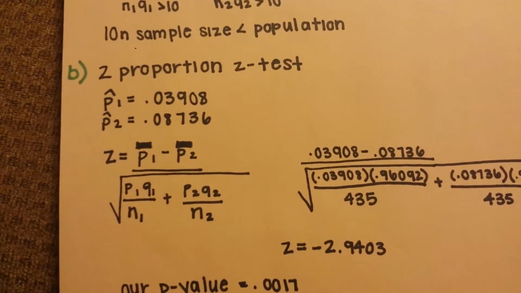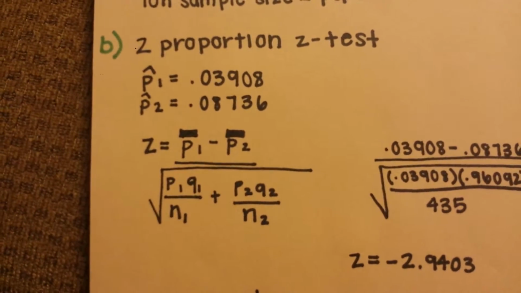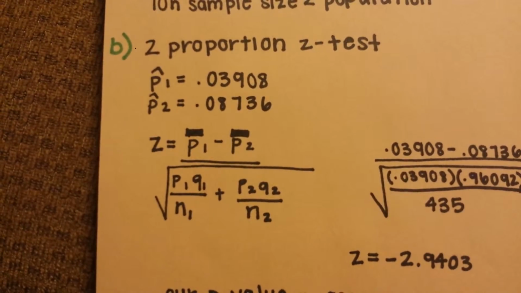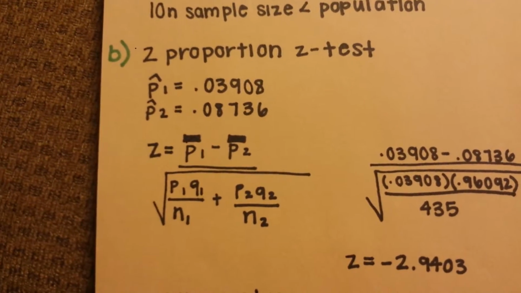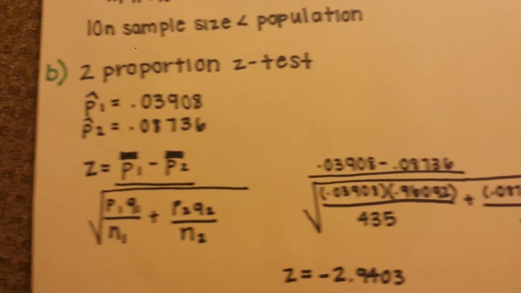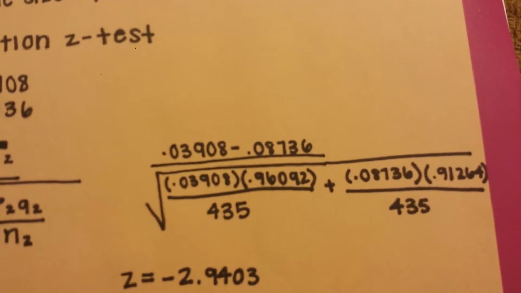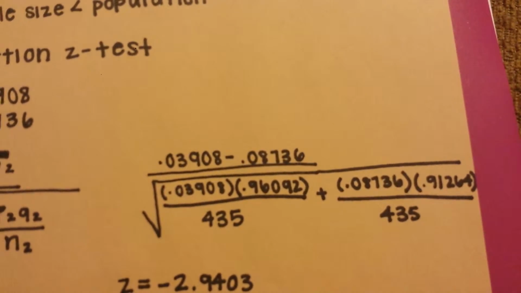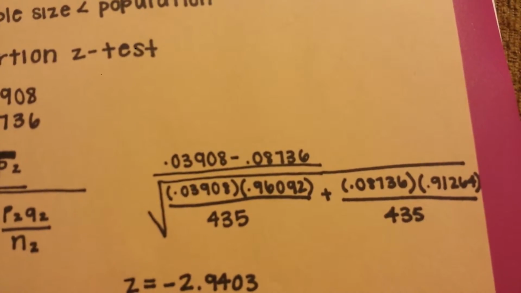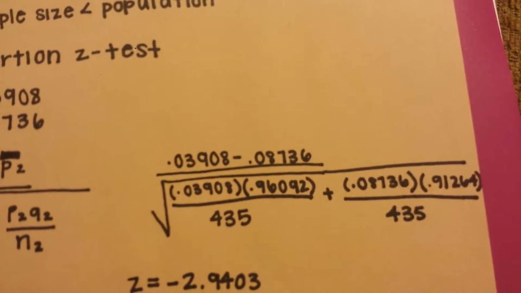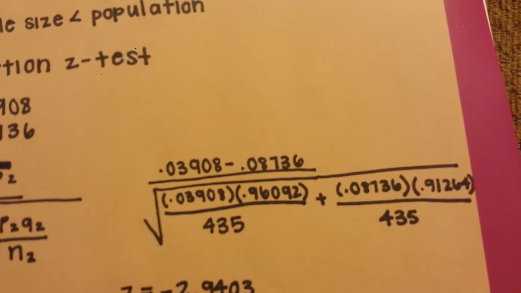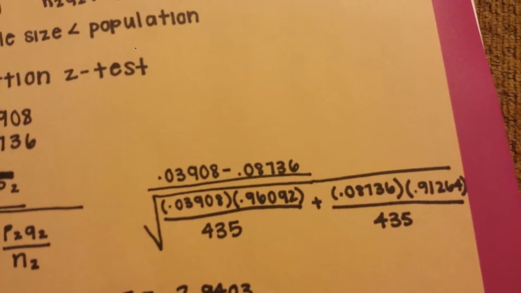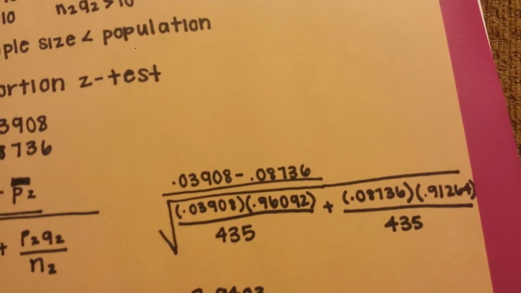So the formula for a two-proportion Z test is Z equals P1 minus P2 all over the square root of P1Q1 divided by N1 plus P2Q2 divided by N2. So when you plug that all in, this is what you get. 0.03908 minus 0.08736 all over the square root of 0.03908 times 0.96092 divided by 435 plus 0.08736 times 0.91264 divided by 435.